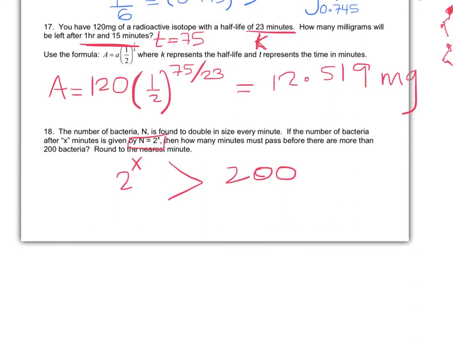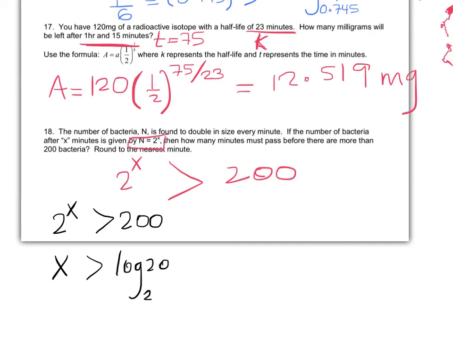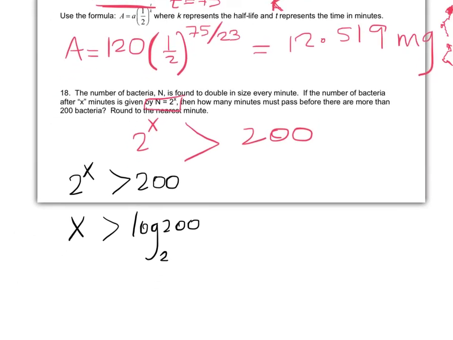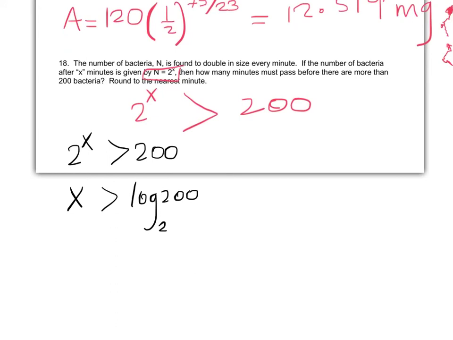Now remember, guys, when you want to solve something like this, there are two ways to solve it, so I'm going to use both methods. So 2 to the power x, they said more than 200. The first method says that you need to change this into a log. So x is greater than log base 2 of the argument. So x is greater than log of 200 base 2. So x has to be greater than 7.64 minutes. So you can say that x can be greater than 8 minutes. So this is the first method to solve.